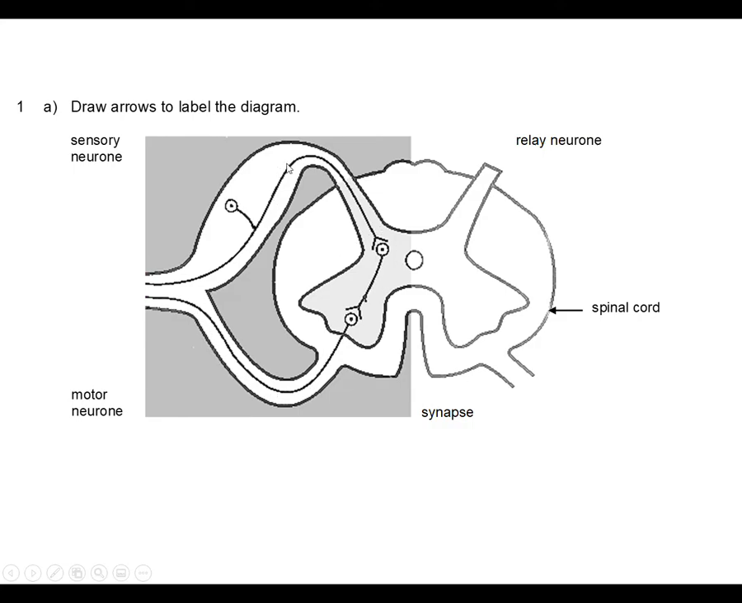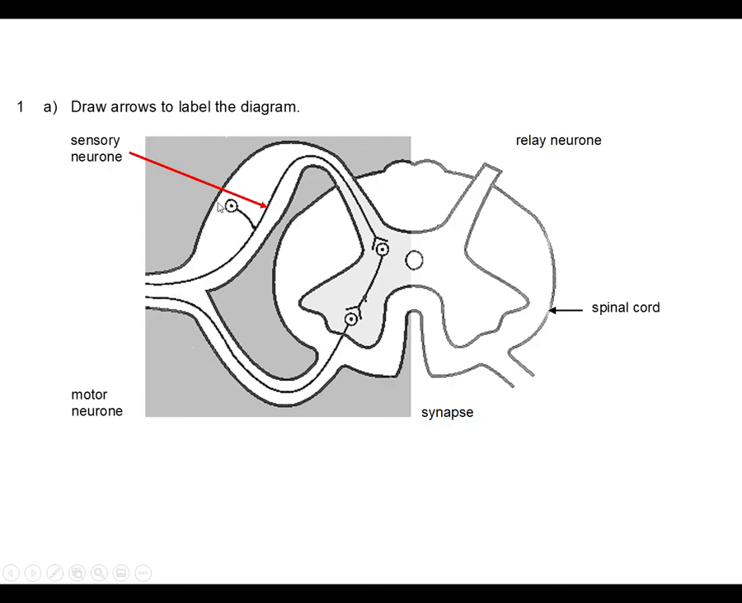These are actually nerves. Remember we talked about how a nerve is a collection of neurons. So we're going to label, first of all, this diagram, and we're going to label it with each of these parts. So this is pointing to our sensory neurone. This sensory neurone is bringing in the electrical impulses from the receptors. So they are coming in here.